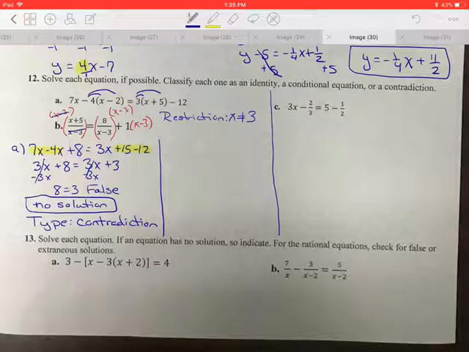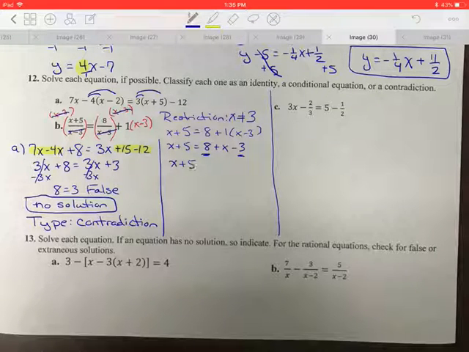So those cancel, and I get x plus 5 equals, these cancel, and I get 8. And then I'm left with 1 times x minus 3. So I get x plus 5 equals 8 plus x minus 3. If I put my similar terms together, I get x plus 5 equals x plus 5.